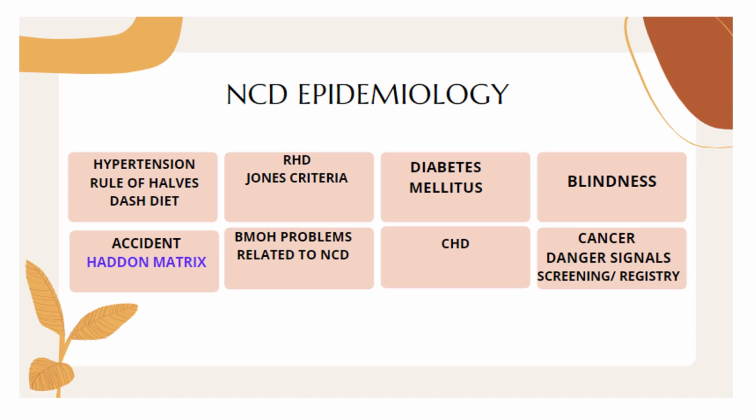In blindness, you should look up preventable blindness. In accident, you should be aware of the Haddon matrix. And in cancer, of course, the danger signals, the warning signals, the cancer screening, cancer registry, these are very important factors to know and be conversant with, as well as the modifiable and non-modifiable risk factors of some of these diseases. And this area is also important from the point of view that there may be BMH problems related to non-communicable diseases.